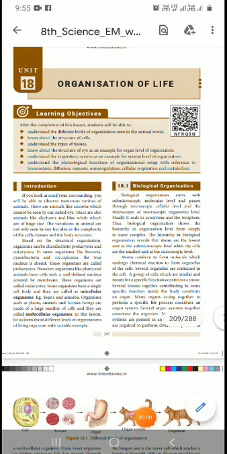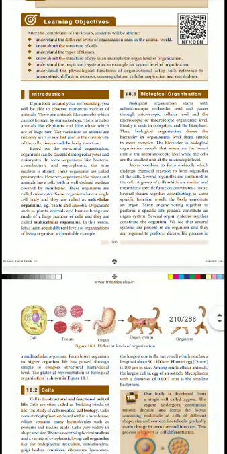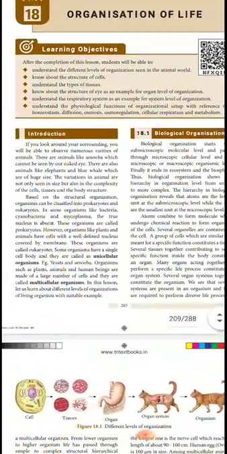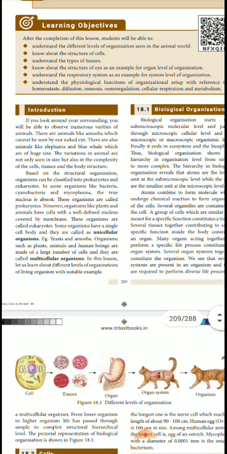Dear students, this is unit 18, organization of life. Biology, third lesson, introduction. In this lesson you have to study what biological organization is, what unicellular organisms are, and what structural organization is. They are classified into two types: prokaryotes and eukaryotes.